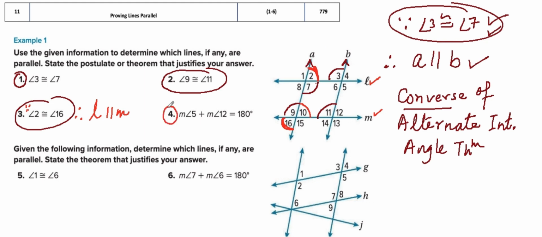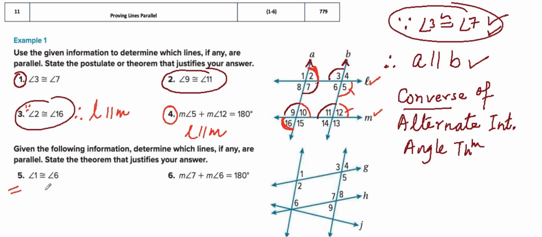Question number 4, 5 and 12. So again you will write L is parallel to M because of the converse of, which angles are these? These angles are co-interior or consecutive angles. Their sum is 180 degrees, angles on the same side. So the reason is by the converse of the consecutive angle theorem.